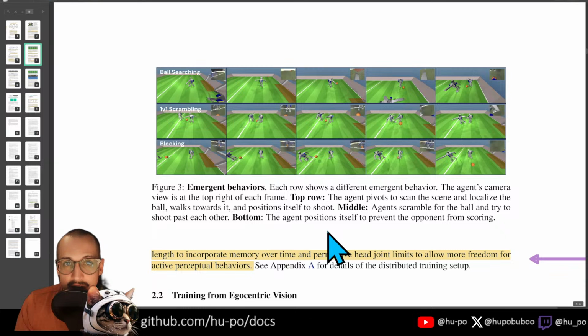Why is it so surprising? It's surprising because you didn't hard code it, right? There's no reward that explicitly rewards moving your head around. You would think that in fact you won't want to move your head around, because if you move your head around, you're going to blur your vision, and then it's going to be harder to do what you're doing. But the environment itself created enough of a reward signal that you get this emergent behavior of ball searching. That's why it's kind of cool.